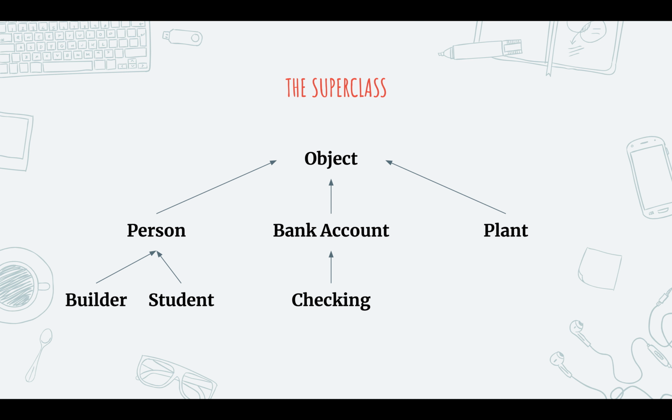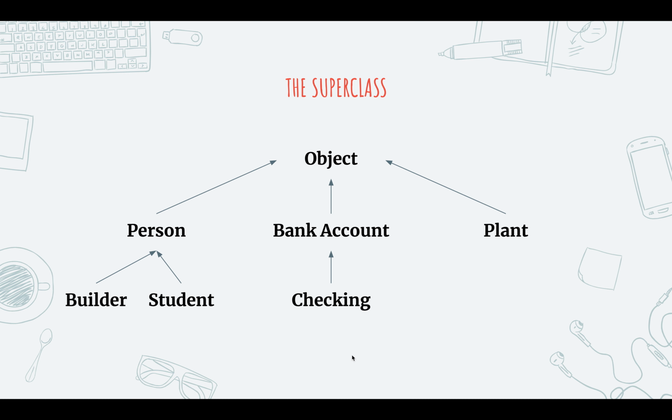We see this relationship with builder and student with person. Builders are people, in fact, but not all people are builders. A student is a person, but not all people are students. Then we see this relationship extend beyond person. A builder is an object, but not all objects are builders. Not all objects are students, but all students are objects. We could also extend this beyond just people. Checking accounts are a type of bank account, but not all bank accounts are checking accounts.